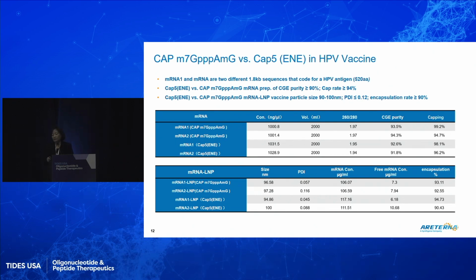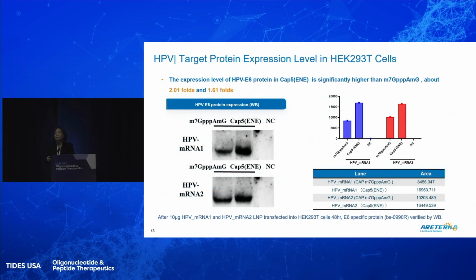Again, we encapsulate them in LNP. If you look at particle size, PDI, and the encapsulation efficiency, they're also similar. And then we perform the protein expression analysis in 293T cells. Here you also see, with 2 different constructs, the mRNA with Cap5 outperforms GAG.